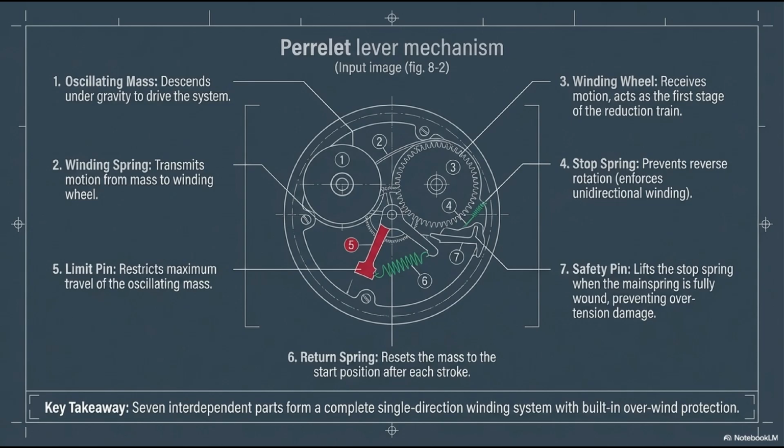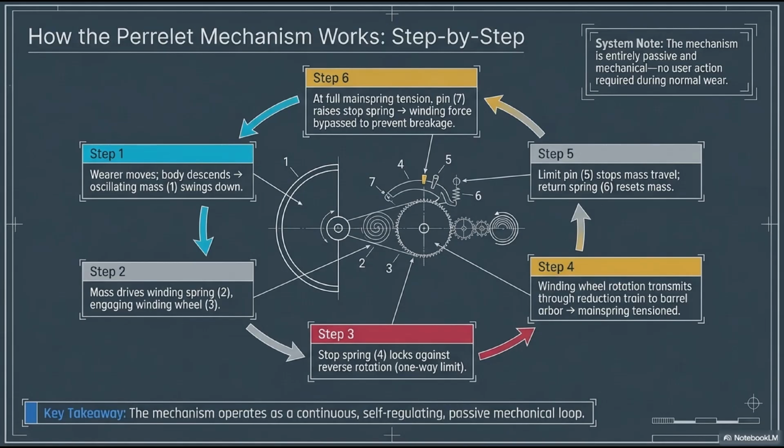Finally, component 7 is an ingenious safety pin. When the mainspring is fully wound, this pin lifts the stop spring, effectively disconnecting the winding mechanism to prevent the mainspring from snapping. Now, let's put this machine in motion and trace the step-by-step kinematic cycle of the Perrelet mechanism. Follow the colored arrows on the diagram.